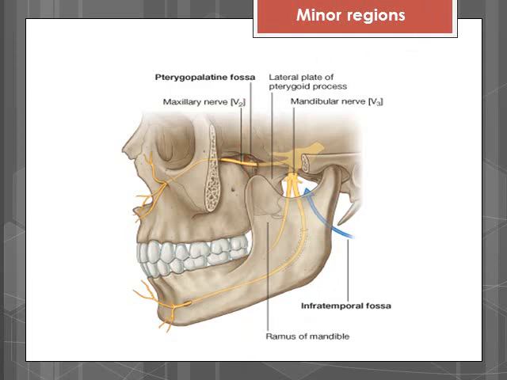The other fossa is the pterygopalatine fossa that lies posterior to the maxilla, posterior to the upper jaw. This small fossa communicates with many cavities: the cranial cavity, the infratemporal fossa, the orbit, the nasal cavity, and the oral cavity. It also contains the maxillary division of the trigeminal nerve.